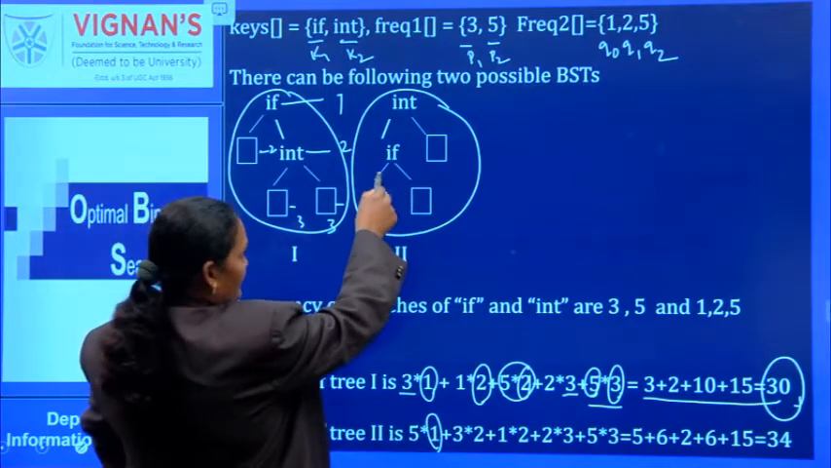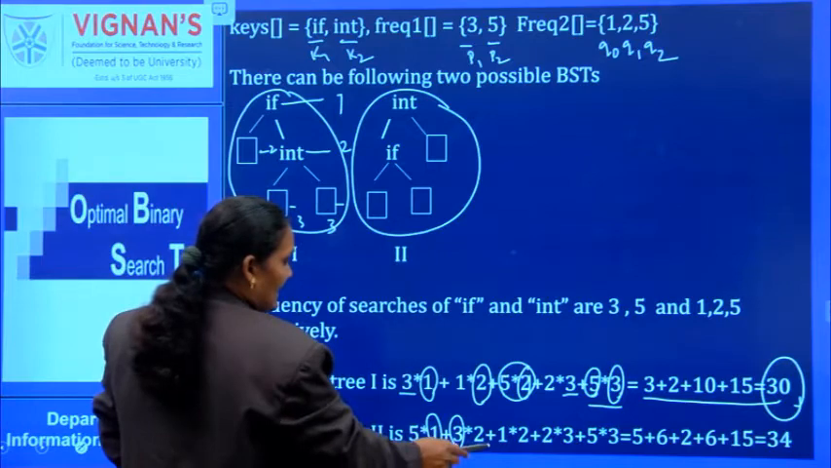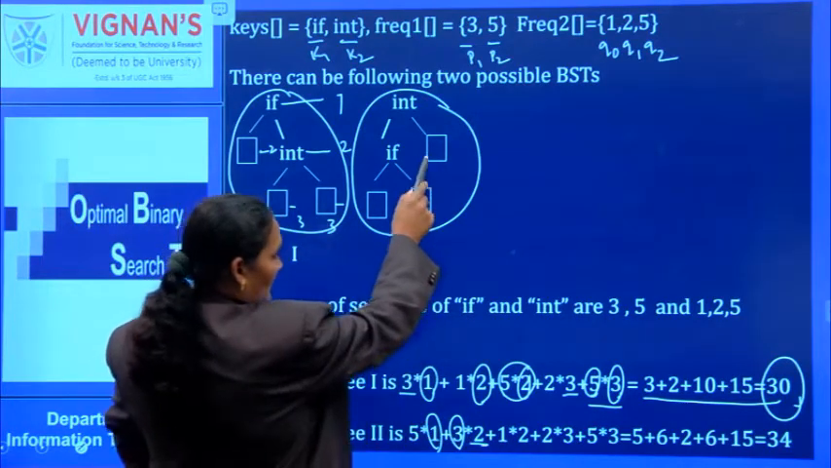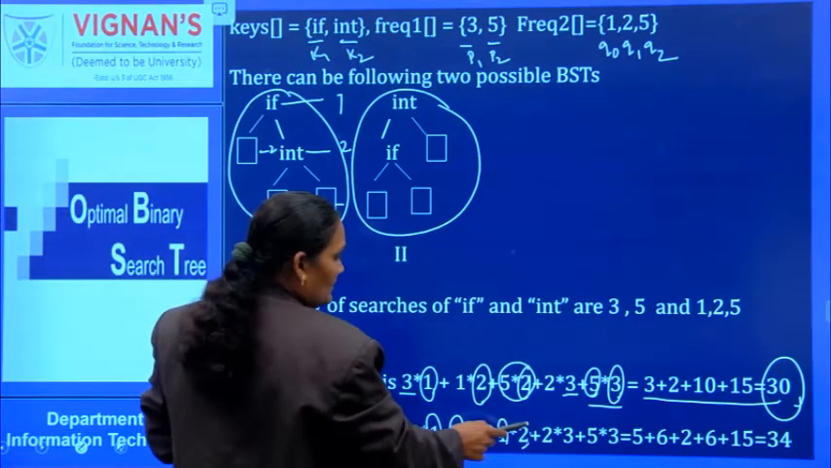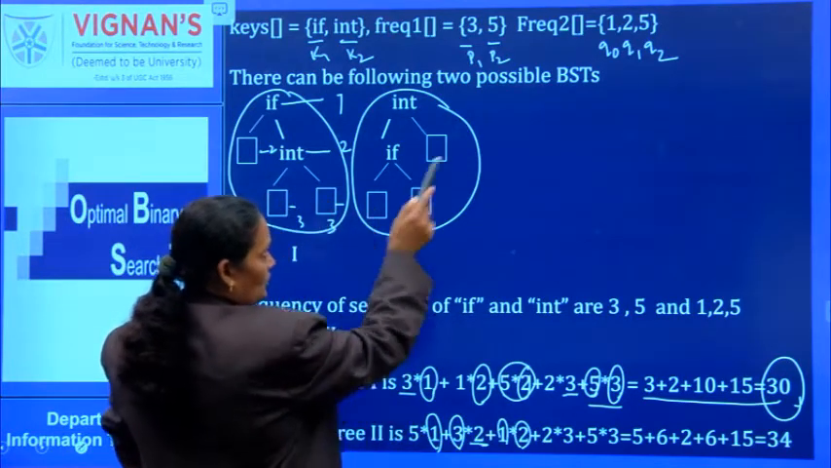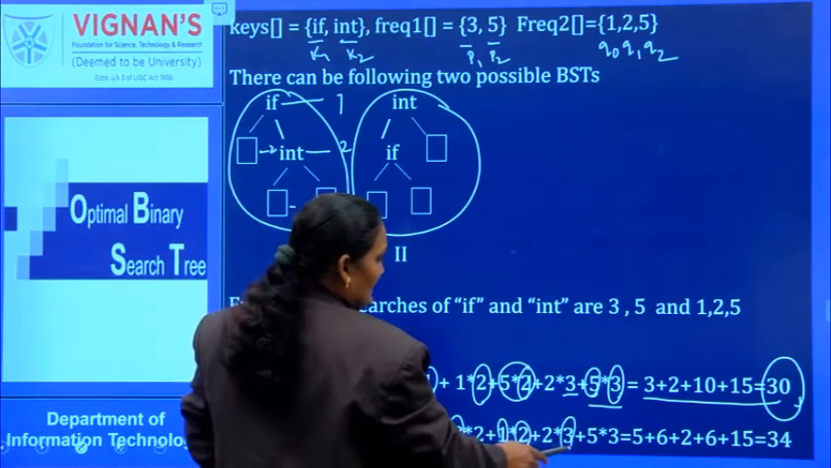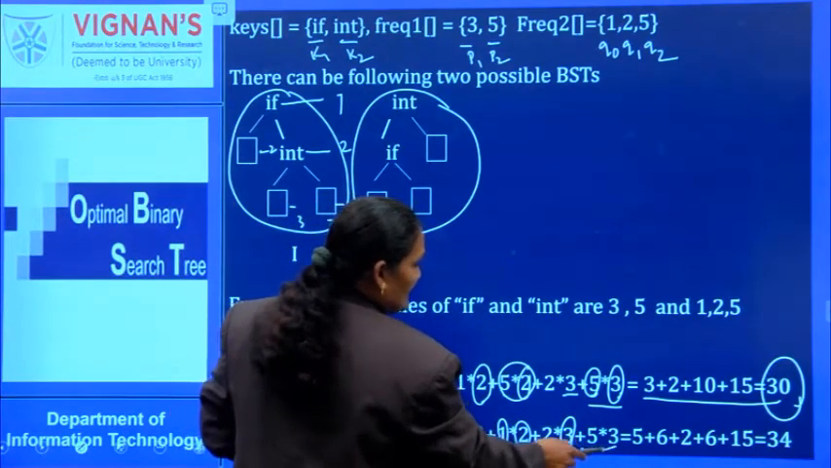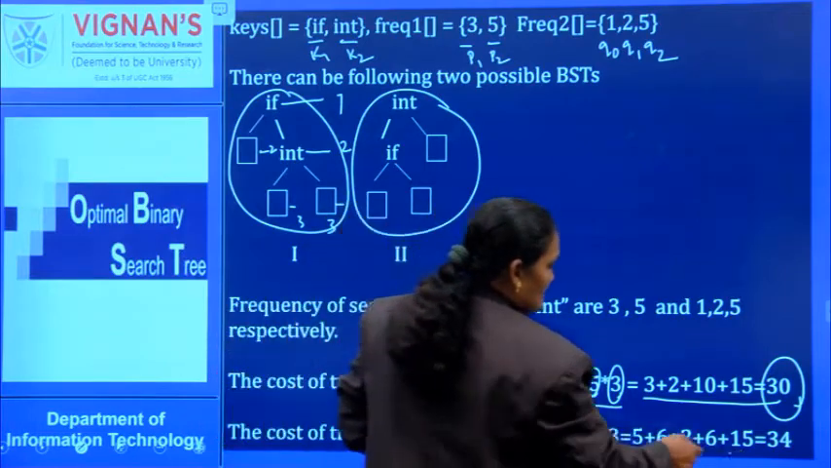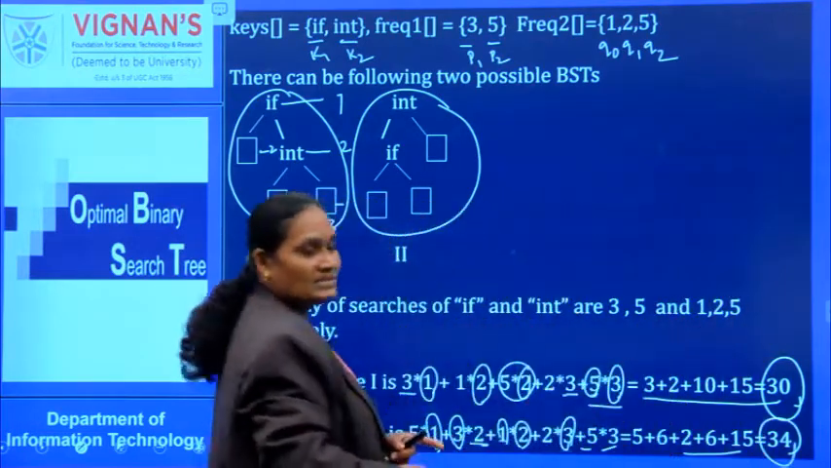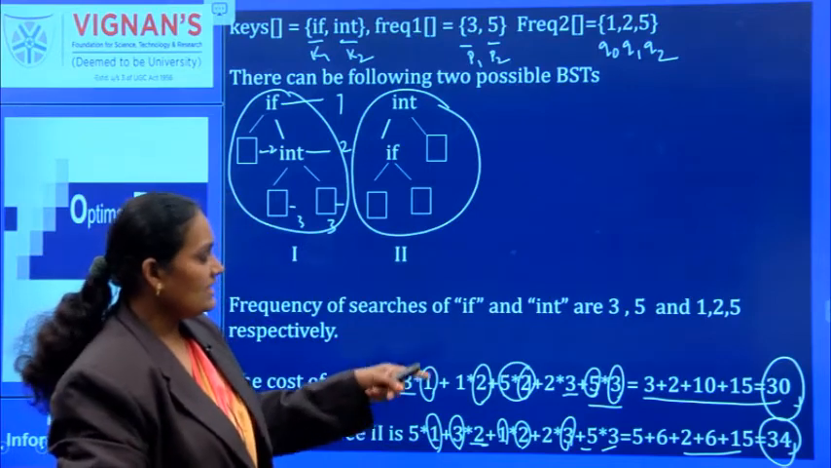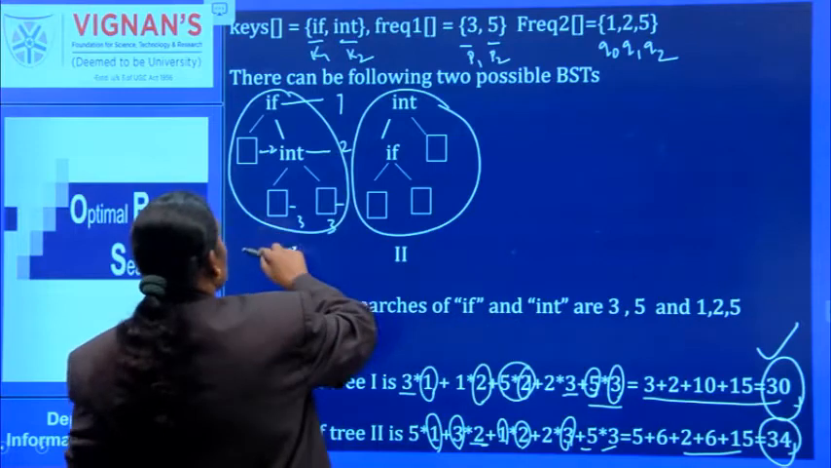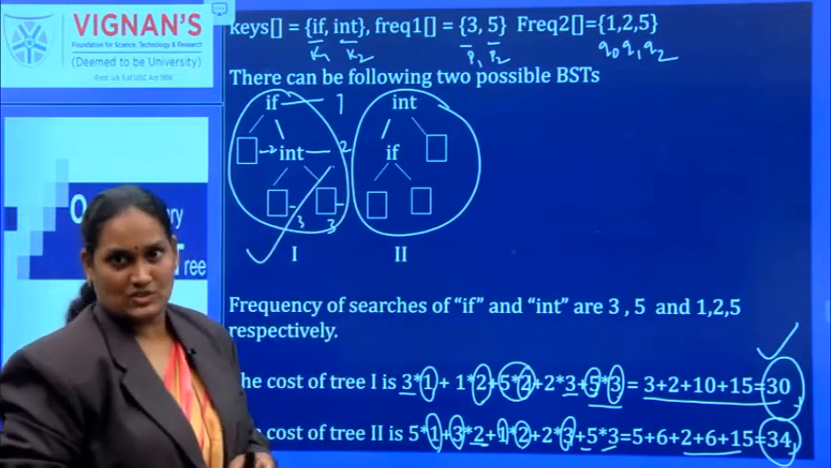Next, the key whose search probability is 3 is present in level 2, so 3 into 2. Now the first dummy node, 1, is present in level 2, so 1 into 2. Here this is dummy node 2 whose probability is 2 and it is present in level 3, and the dummy node here has probability 5 and its level is 3. By simplifying all these values we will get a search time of 34. Now out of these two, the first one has less search time, so this is the optimal binary search tree.